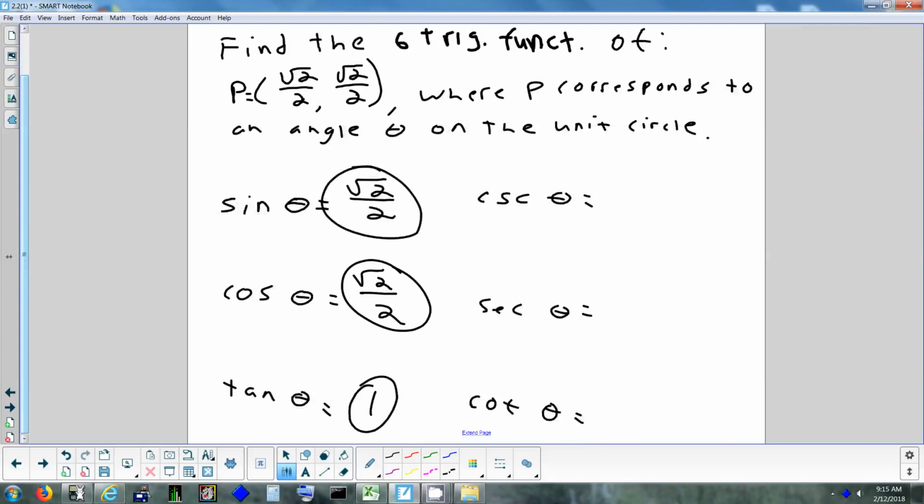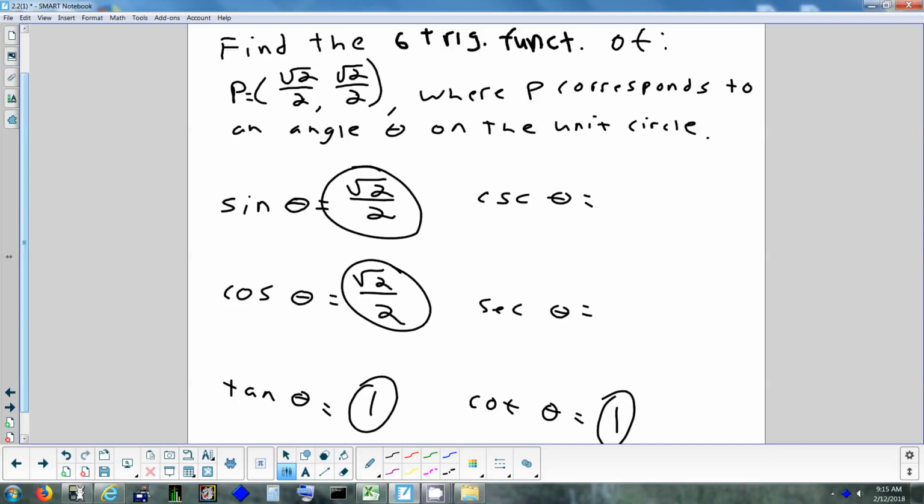And now, while I did the tangent, I could do the cotangent pretty quick because all I have to do is take the number 1 and flip it. So Jillian, if I flip 1, what do I get? It would just be 1 over 1. When you flip 1, it stays the same.